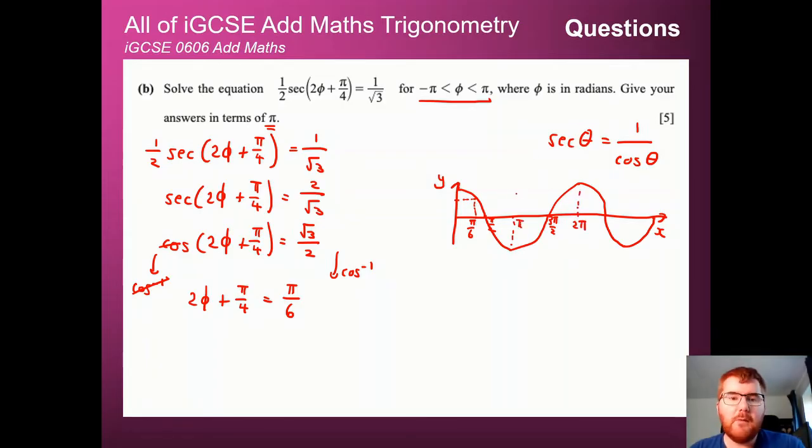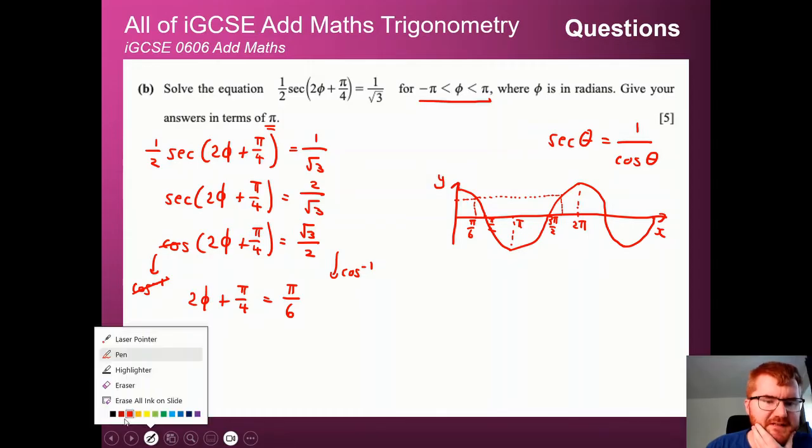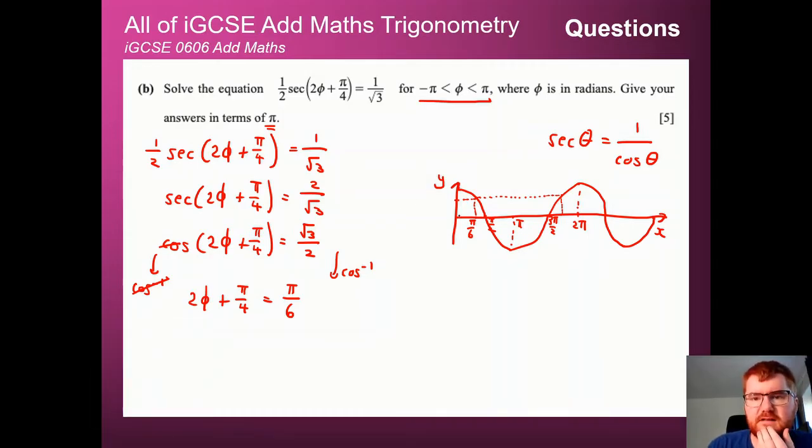And we want all the solutions here. So we need to go all the way across to this point as well. So this length here, again using the symmetry of the graph, corresponds to this length here. So if this is pi over 6, we need to do then 2 pi minus pi over 6. So if I pop this in, minus pi over 6, that gives us then 11 pi over 6.